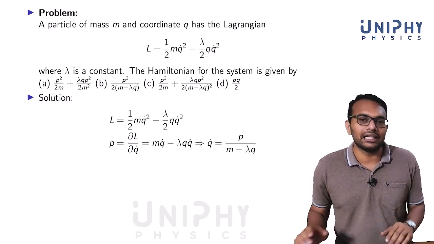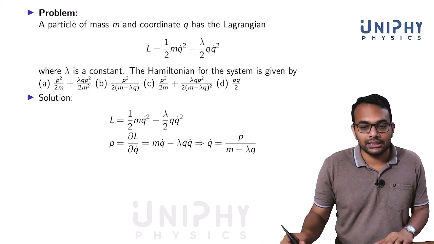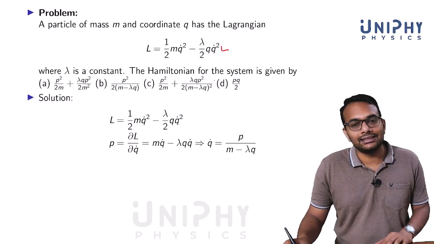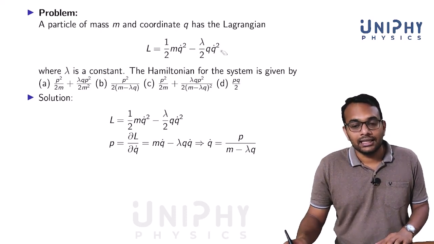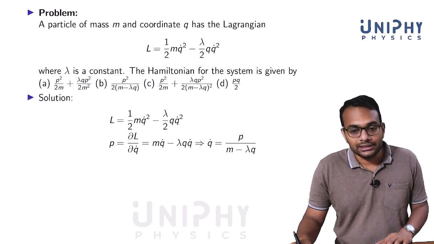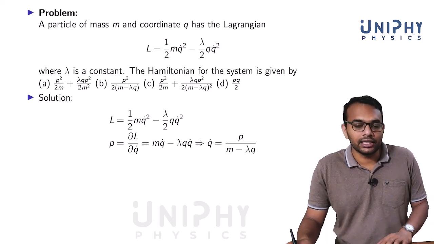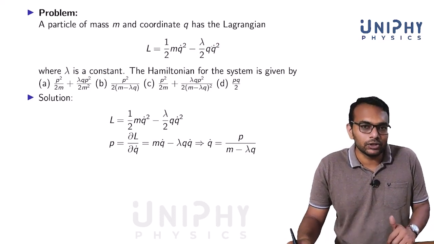You can always write the Hamiltonian as T plus V. The question is, can we write in this case H equals T plus V? The answer is yes. Why? Because you see that there is no potential energy term here. Now, how do you identify whether a term is potential energy or kinetic energy?